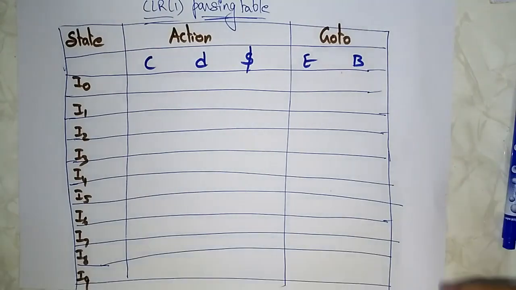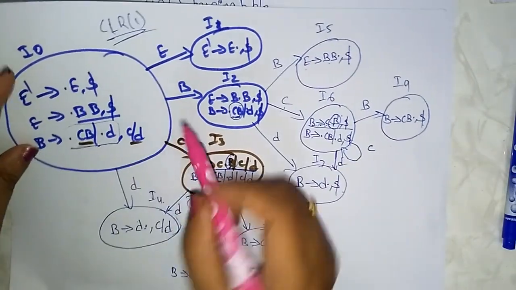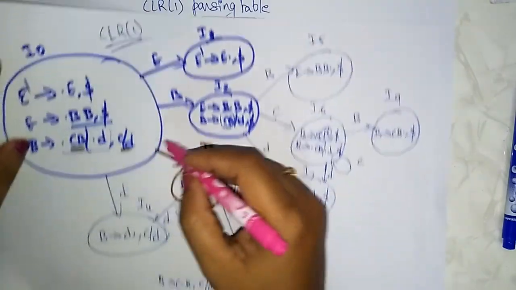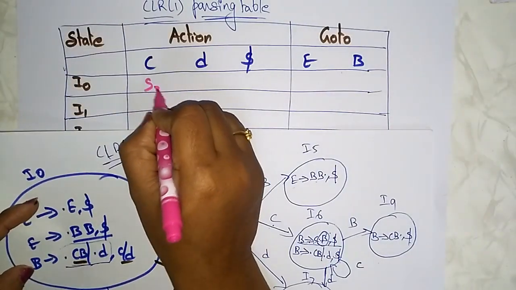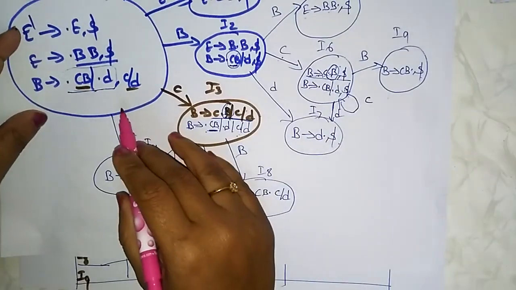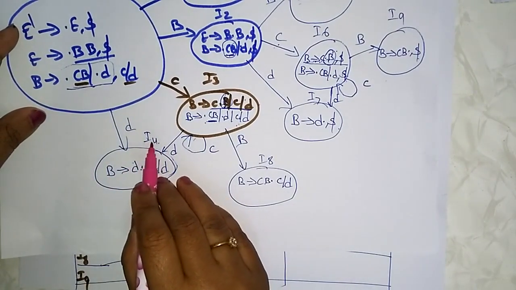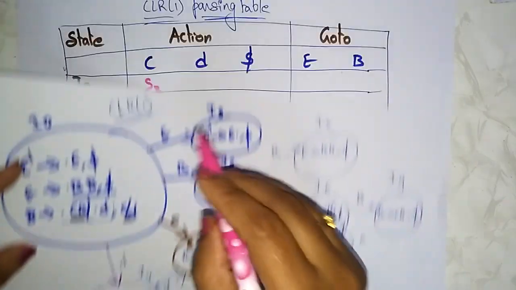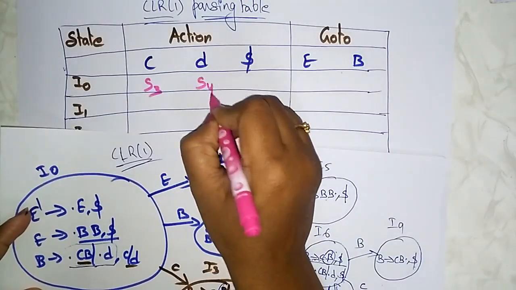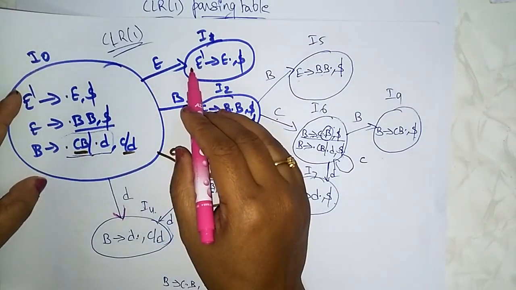Okay, now let's start here. I0 on C, it is going to I3. I3 means you have to write shift 3. So on D, I0 to D, it is going to I4. Means you have to write shift. Terminals means shift, S4.